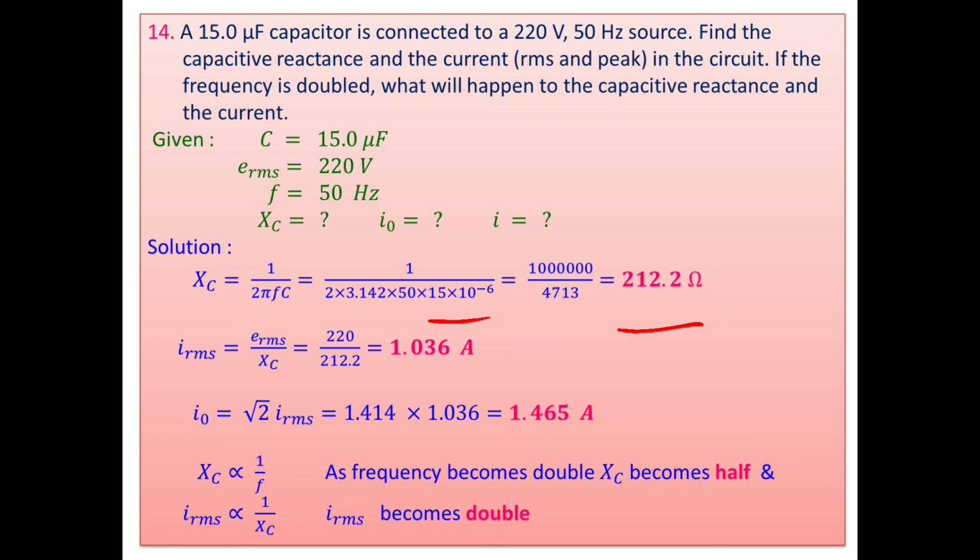And XC is inversely proportional to frequency. Capacitive reactance is inversely proportional to frequency. As frequency becomes doubled, XC becomes half because it is inversely proportional. And IRMS is inversely proportional to XC. So the RMS current also becomes double. Simple thing is that.